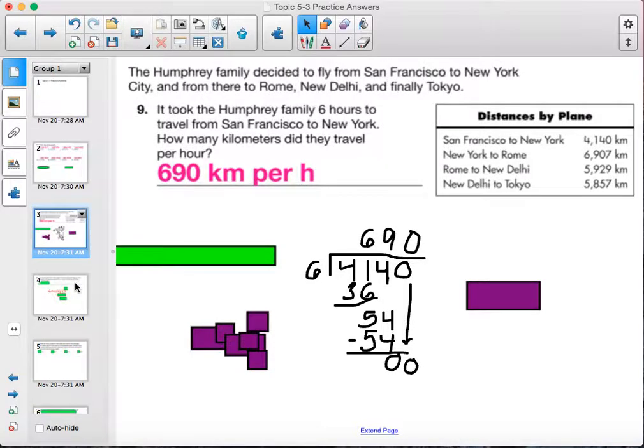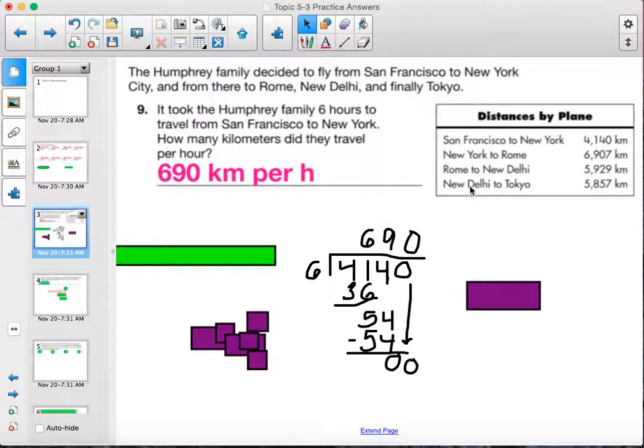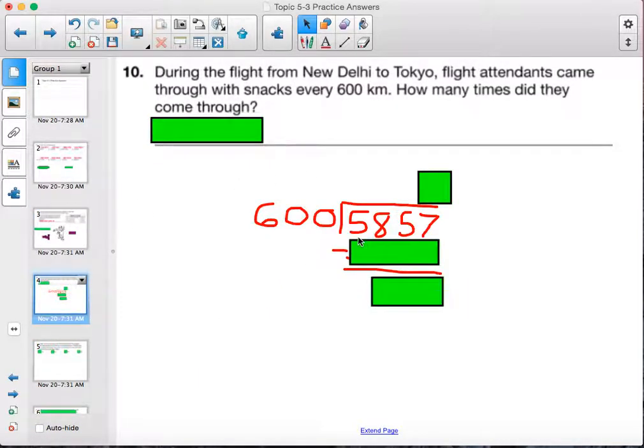Here we go. The next one, number 10. During the flight from New Delhi to Tokyo, flight attendants came through with snacks every 600 kilometers. How many times did they come through? Well, the distance from New Delhi to Tokyo is 5,857. So that's the number that we would use, and we're going to divide it by 600 because every 600 kilometers they get a snack. Okay? So in this case, 600 won't go into 5. 600 won't go into 58. 600 won't even go into 585. So you have to take 600 into the total dividend.